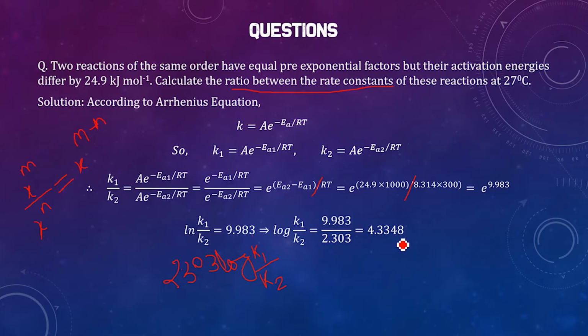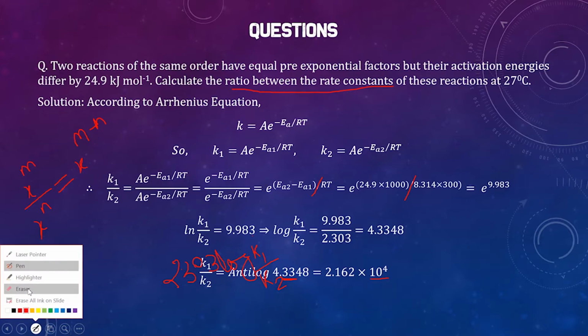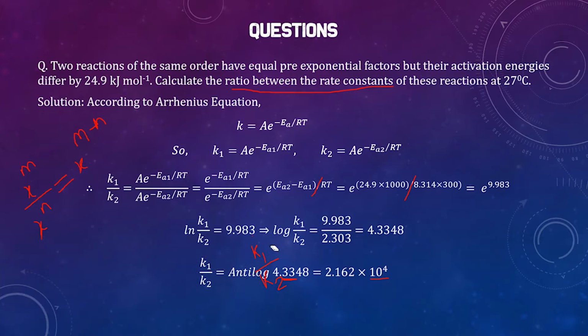What you have to do next is take the anti-log. If you do the anti-log, K1 upon K2 is equal to anti-log 4.338. The digit which is before the decimal will be converted into power, and you have to check the anti-log of 0.33. Got it? Anti-log of 0.33. It will be like this. So this is the answer. Any problem in this? Yes. So this is the way we will solve these questions.